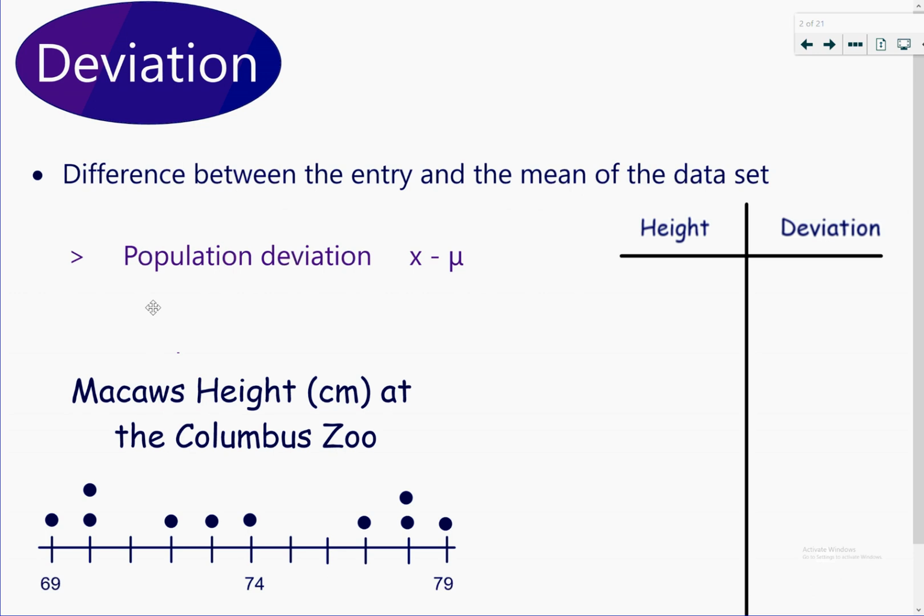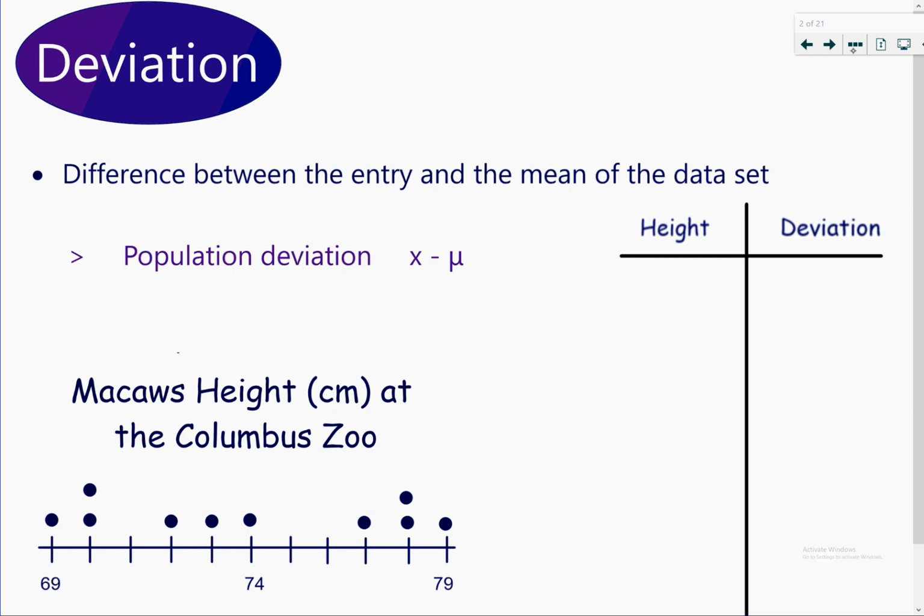And remember, your mean can be represented like this if I have a population mean, or it could be represented with an x with a bar over it, and that's the sample mean. So let's say I'm looking at this little example at the bottom, and we'll do deviation on our big chart in a second here. And this is macaws' height in centimeters at the Columbus Zoo.